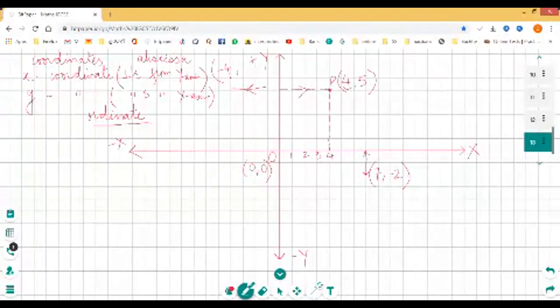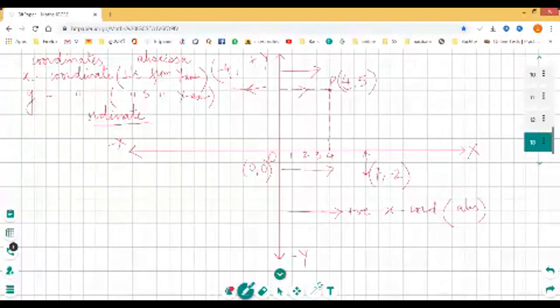Any point which is below the x-axis has a negative y coordinate. Any point which is above the x-axis, whether on this side or this side, has a positive y coordinate. Similarly, any point on the right side of the y-axis, whether above or below the x-axis, has a positive x coordinate, which is also known as abscissa. And any point on the left side has a negative x coordinate.